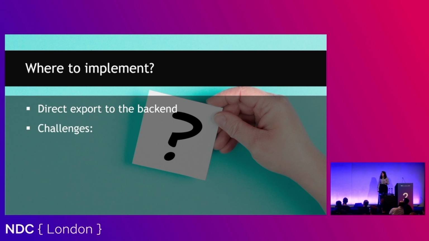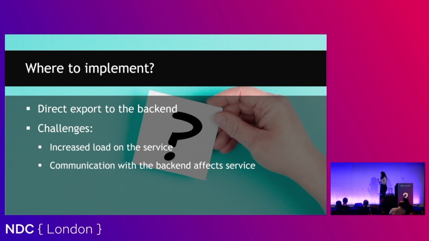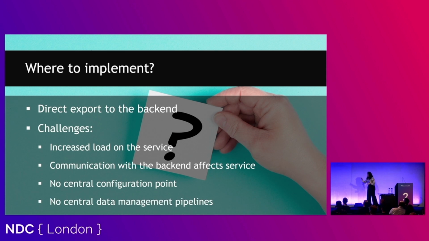Now, that exposes us to a couple of challenges because there's an increased load on that service. It also means that we're exposed to communication issues with that backend service. And there's also no central configuration point. So if you want to change how certain things behave, you have to change it across all of your services and redeploy them. So that's a bit tricky. Finally, also no central data management pipelines. So those are real challenges, and it could expose us to business failures. But luckily, there are other options available to us.